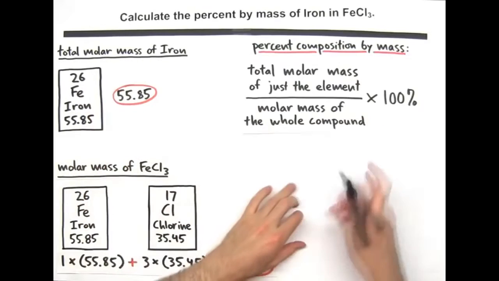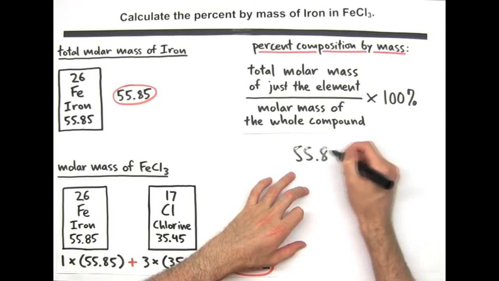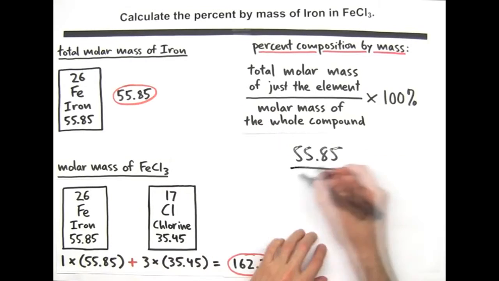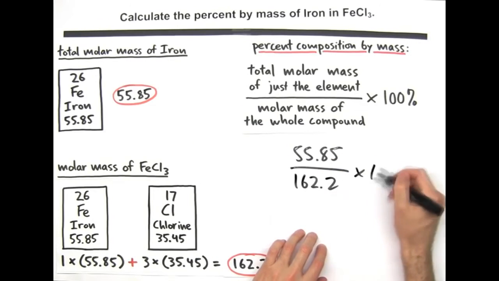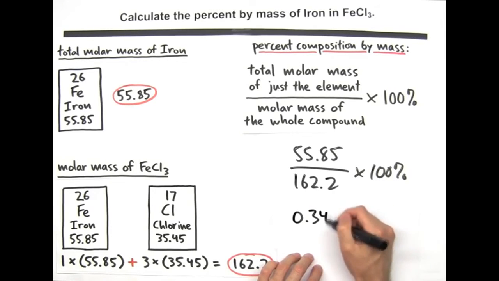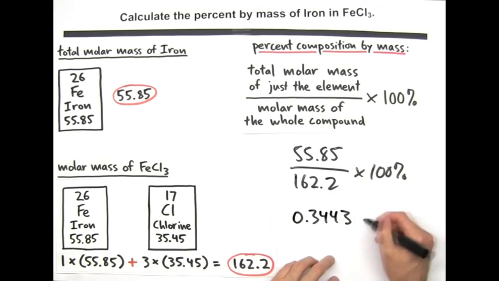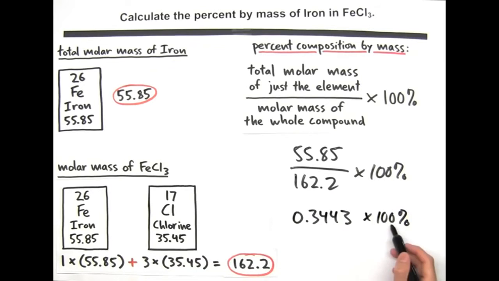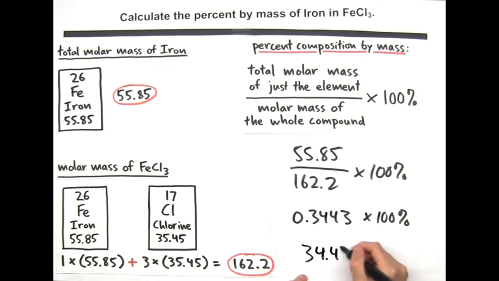We'll take the mass of just the iron, 55.85, and divide it by the molar mass of the whole compound, 162.2, times 100%. I'll do this in 2 steps again. The first step gives me 0.3443, rounded to 4 significant figures, times 100%. And then multiplying this, we'll move the decimal place over 2 spots to the right, so I'll get 34.43%, the percent by mass of iron in FeCl3.